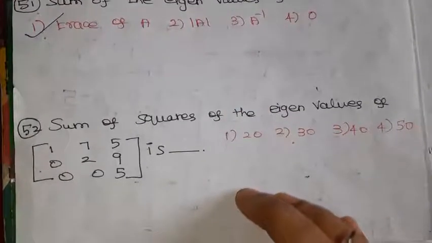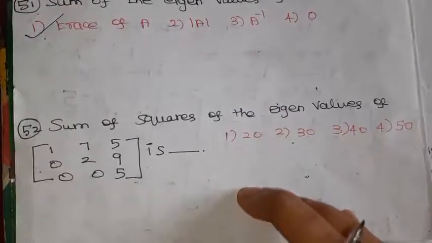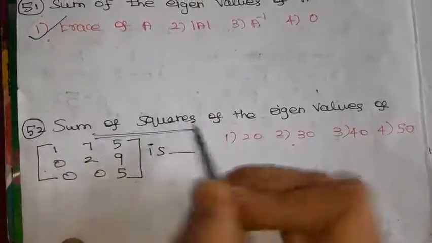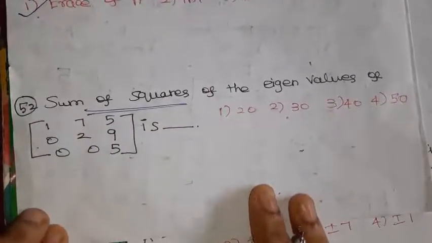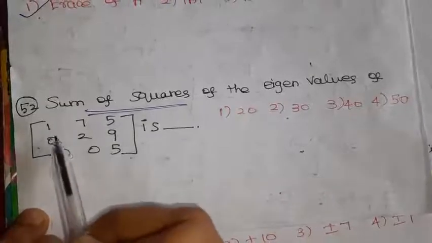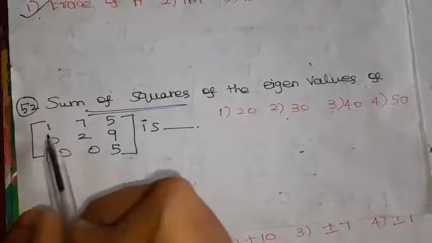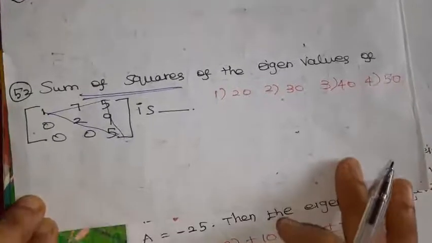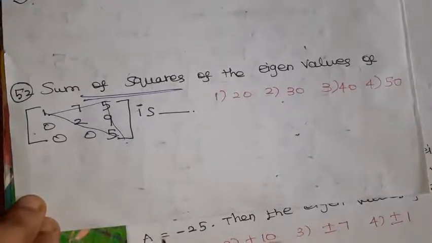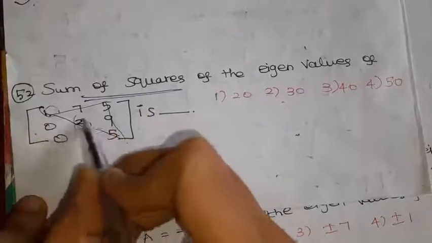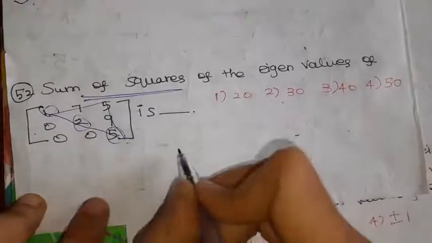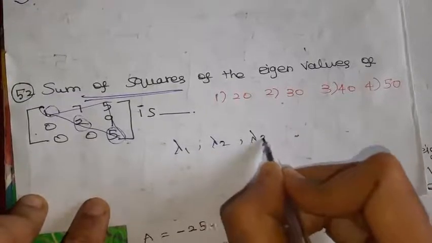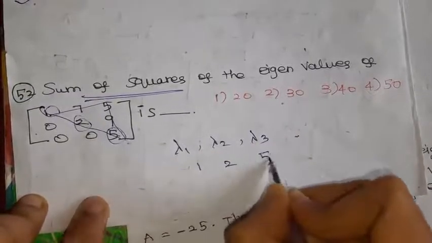Sum of squares of the eigenvalues of this matrix. We need to find the sum of the squares of the eigenvalues, so read the question carefully. We see the given matrix is a triangular matrix, that also an upper triangular matrix. For any triangular matrix, what are the eigenvalues? As I said earlier, just the diagonal elements. So lambda 1, lambda 2, lambda 3 are the diagonal elements 1, 2, 5.